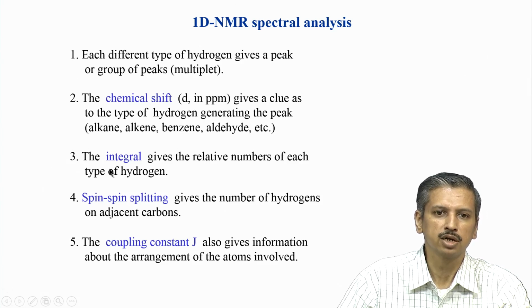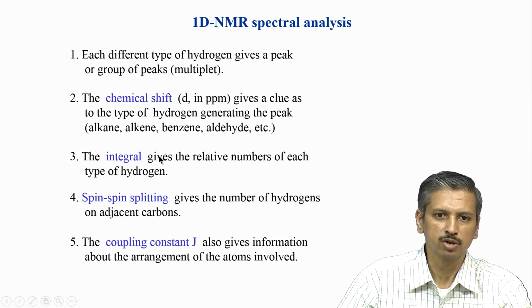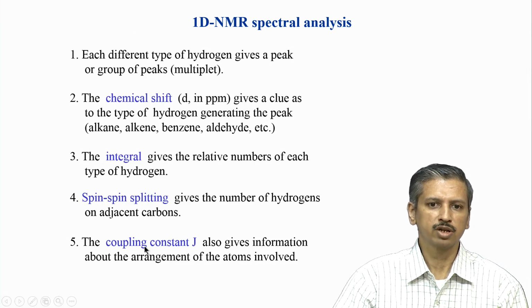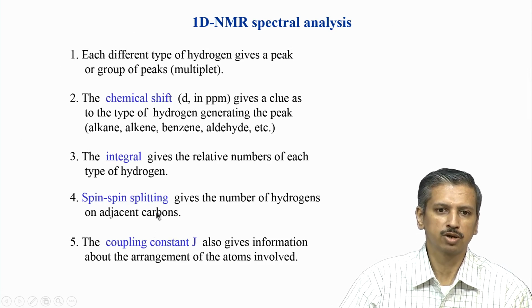The second is the integral, that is, how strong the peak is, and that number gives us the relative number of protons or hydrogens, as we saw in the previous class. Here we look at the area of the peak, and that is why it is called integration. In proteins and biomolecules, this plays a very important role because many quantification applications require this value to be correct. And the third thing is what is called J coupling or spin-spin splitting, which is because of the coupling between the hydrogens and the carbons, or hydrogens and hydrogens.